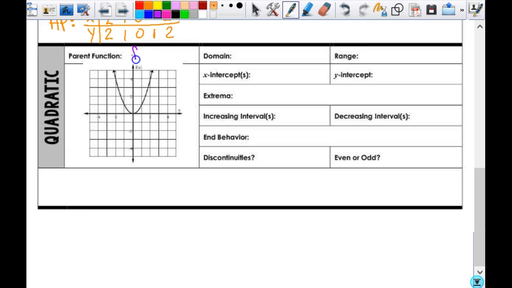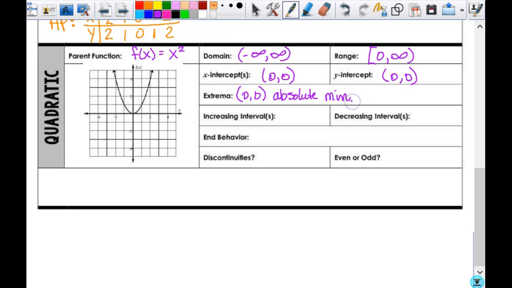Parent function, f of x equals what? X squared. You should have done quadratics a lot, right? Your domain, good, -infinity to infinity. Range, 0 to infinity. Do I include the 0? Yes. X-intercept, 0, 0. Y-intercept, 0, 0. Any extrema? Yes. 0, 0 is an absolute minimum. Is it increasing anywhere? Yes.